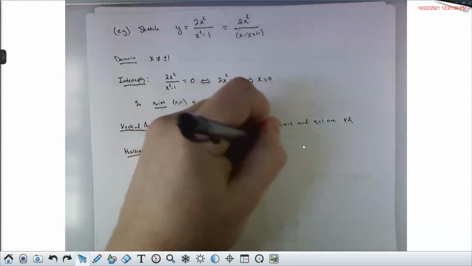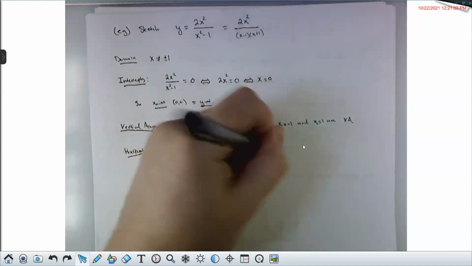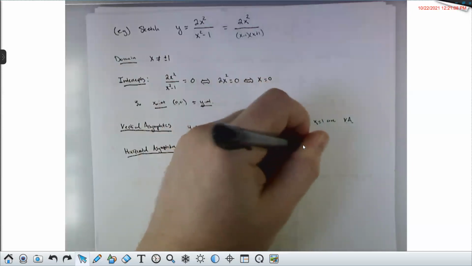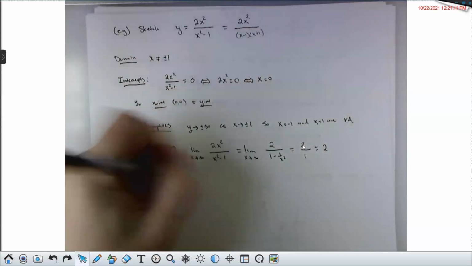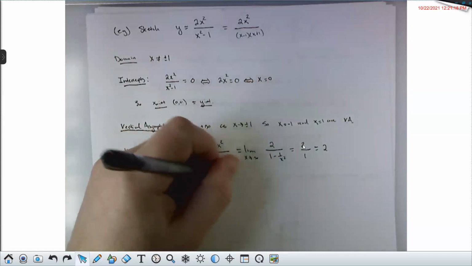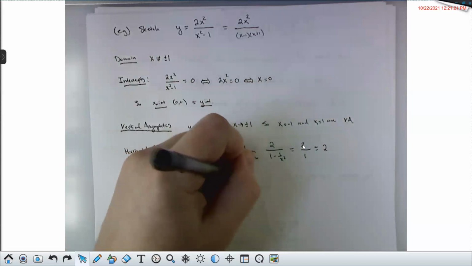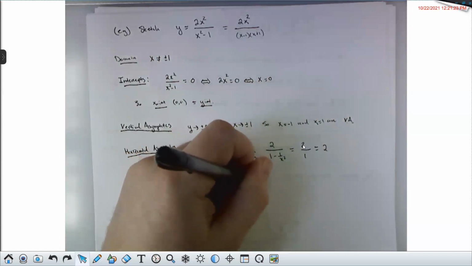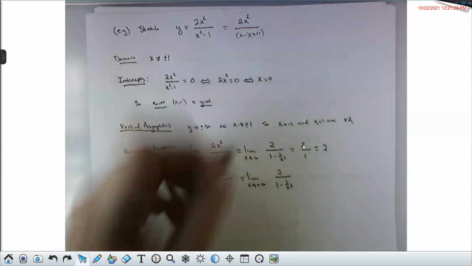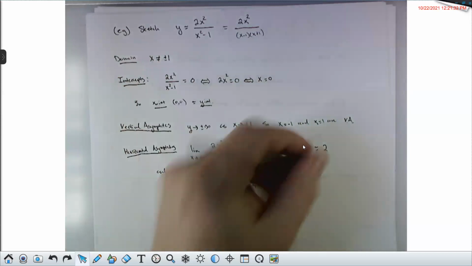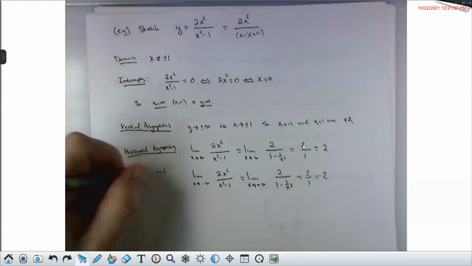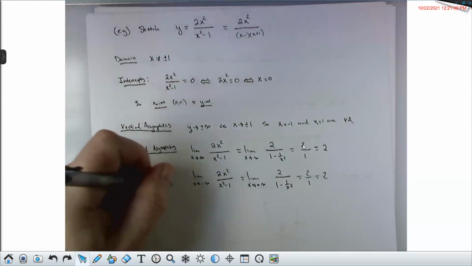If I divide top and bottom by x squared, I get 2 over 1 minus 1 over x squared. And that limit is 2 over 1, which is 2. And on the left-hand side, I'll get the same thing as x goes to negative infinity, 2x squared over x squared minus 1, is again 2 over 1 minus 1 over x squared. And whether you're going to positive infinity or negative infinity, the 1 over x squared goes to 0. So this is 2 over 1, which is 2 as well. So y equals 2 is the horizontal asymptote.